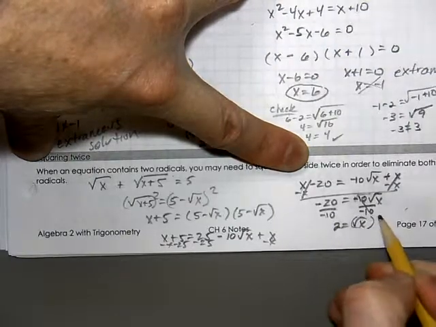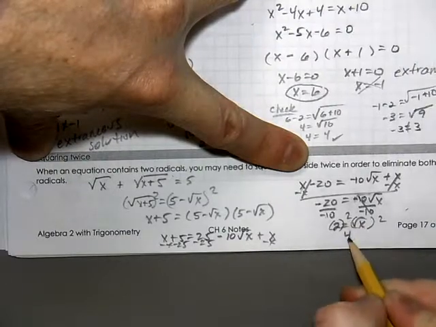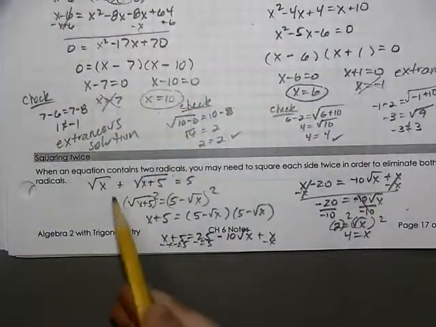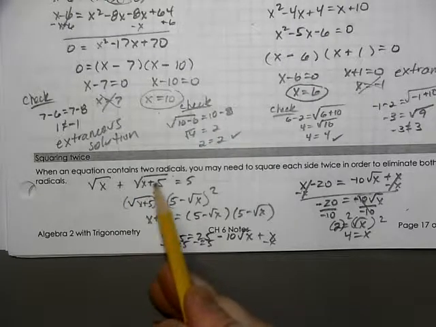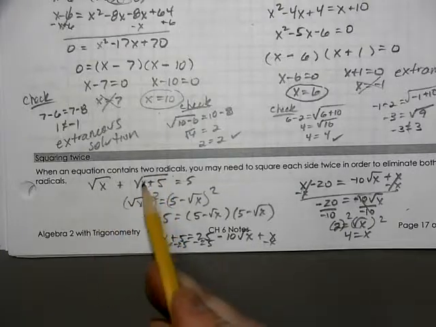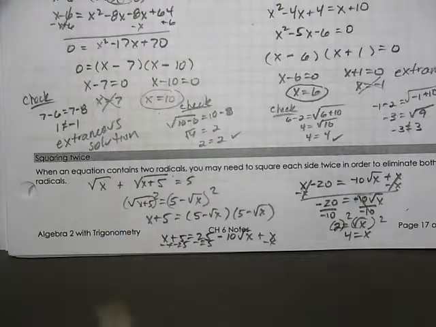So then you've got to square both sides. And 4 equals x. And if you plug in 4, the square root of 4 is 2. 4 plus 5 is 9. That square root is 3. So 2 and 3 is 5. It checked. So that's an example of needing to square twice.